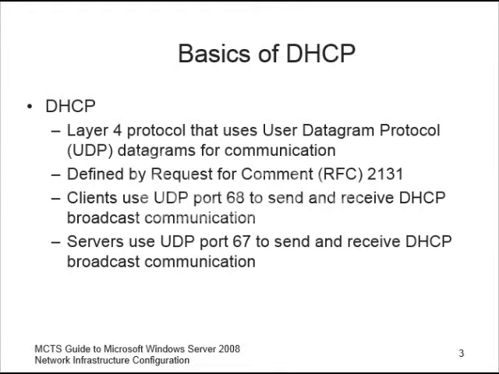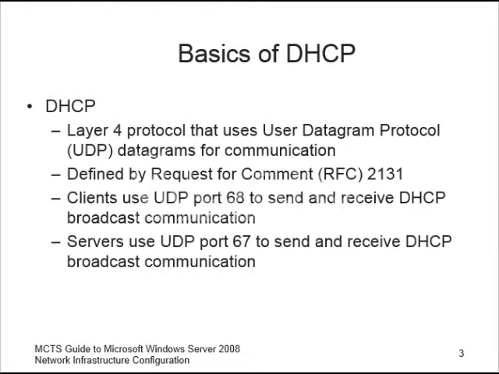DHCP allows you to create pools of IP addresses, called scopes, from which clients can request a temporary IP address, or a lease. By exchanging messages when a client powers on or connects to a network, DHCP automatically configures the client's IP address information on the basis of the administrator-defined configuration on the DHCP server.